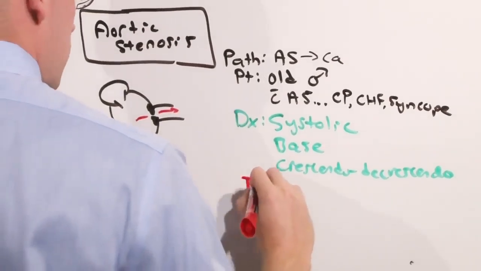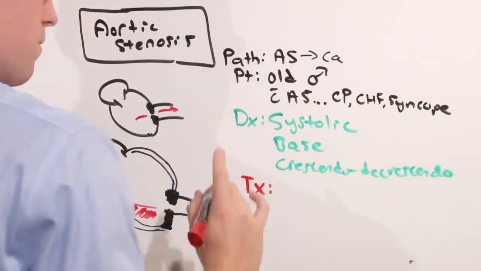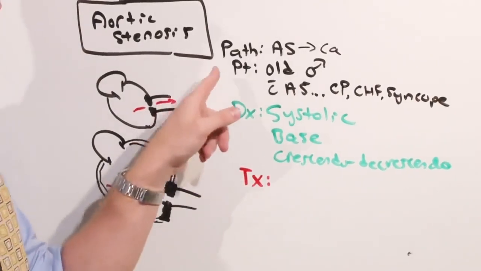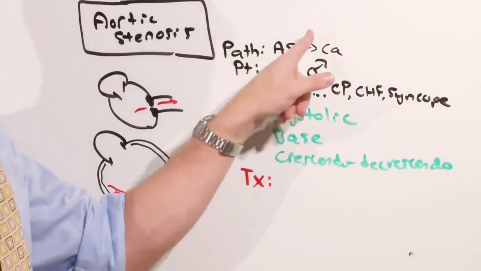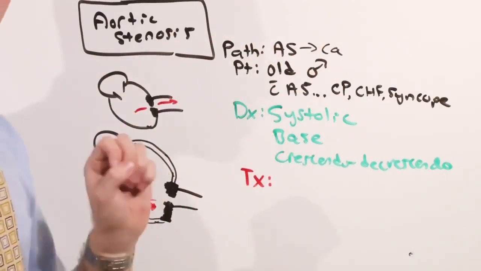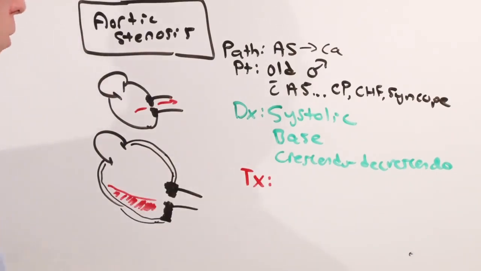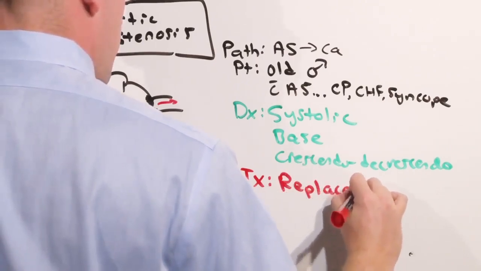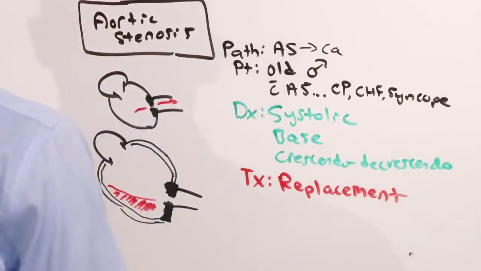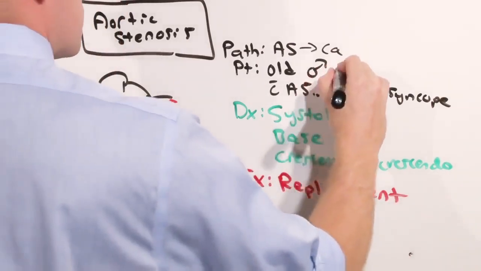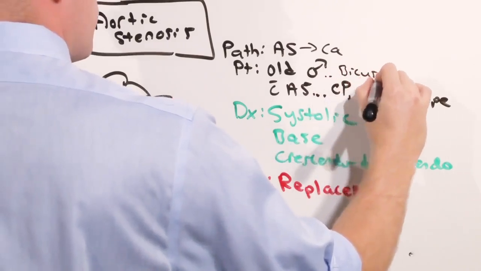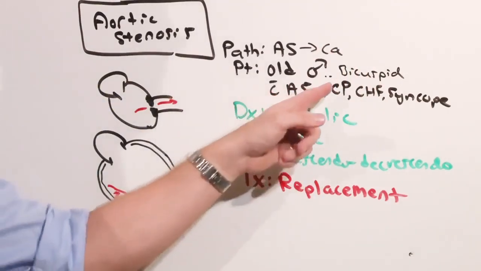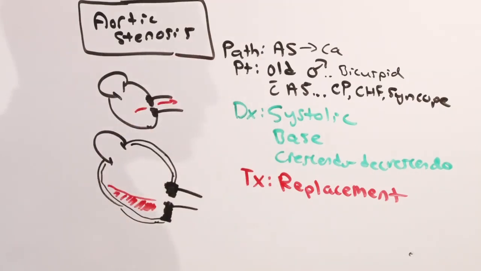The treatment is not valvuloplasty. You cannot use a balloon valvuloplasty in aortic stenosis because it is about calcification. You cannot pop open that valve with a balloon, so you need to replace it. The presence of someone who has a bicuspid aortic valve simply accelerates calcium deposition and may accelerate the age at which you see aortic stenosis.